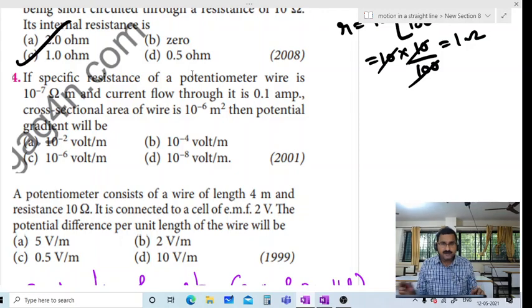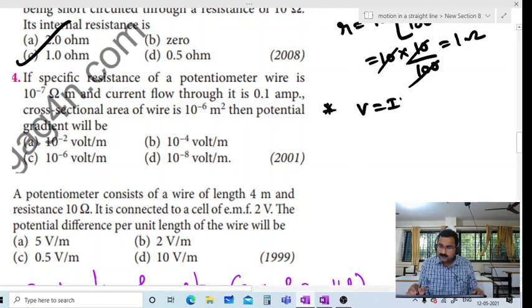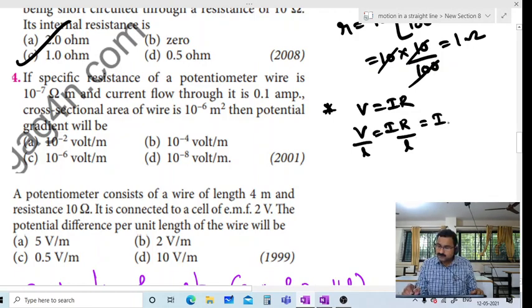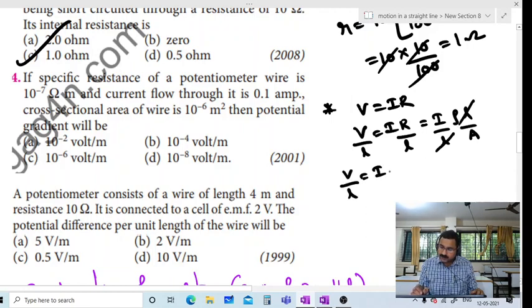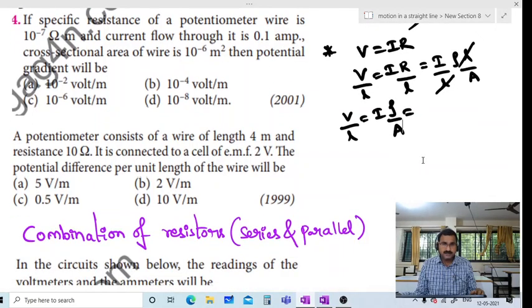Potential gradient formula, normal formula, this is V is equal to IR. V by L means what can we write there? I into R divided by L only, no? But the R formula you already know. What is the formula for that? Rho L by A only. L and L cancel. Therefore, V by L is equal to I into rho by A. According to the given information, you have to frame the relation.